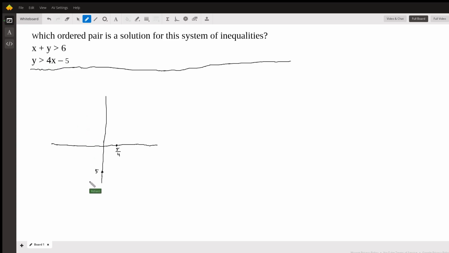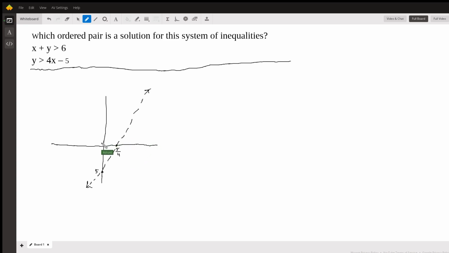And now I'm going to connect these two using a dashed line. I'm using a dashed line because this inequality has no equal sign in it, see? So here we go. Here's our dashed line. Not very pretty, but it'll do.